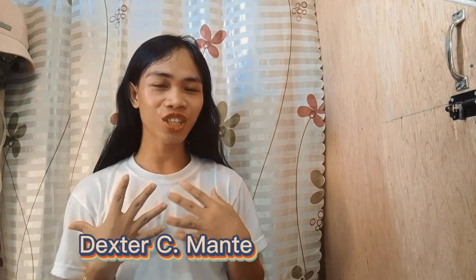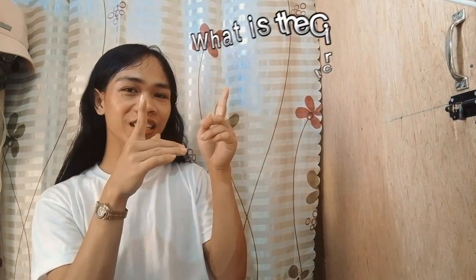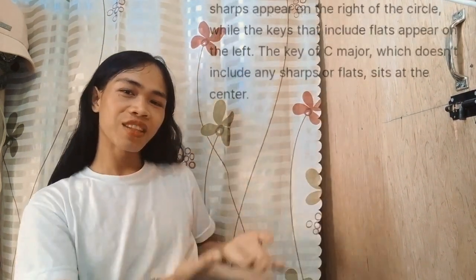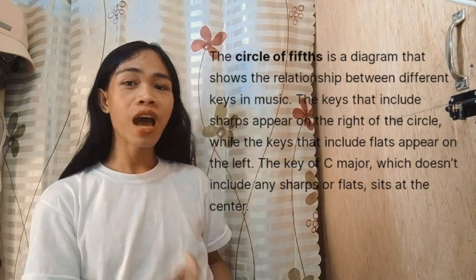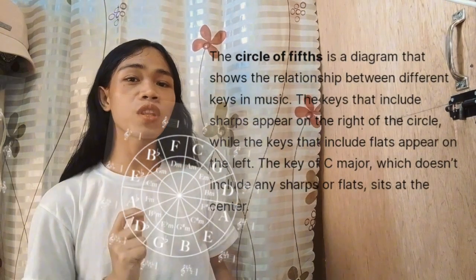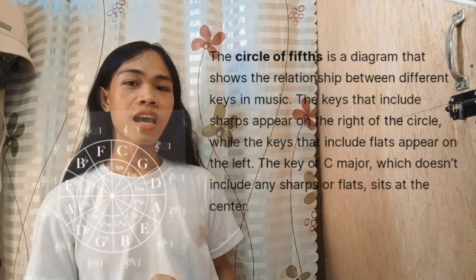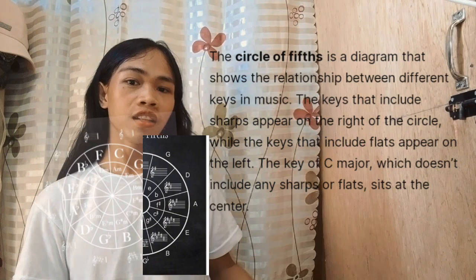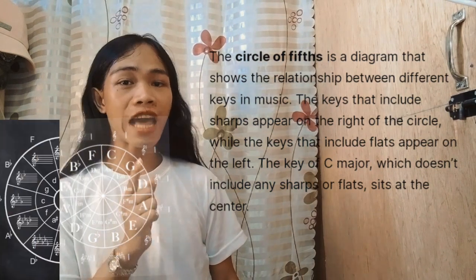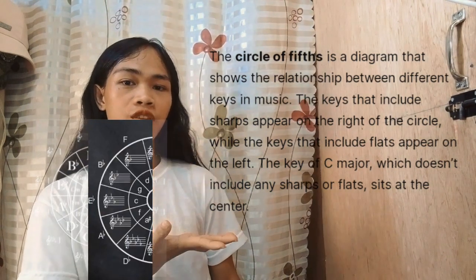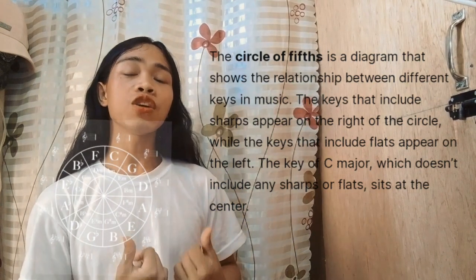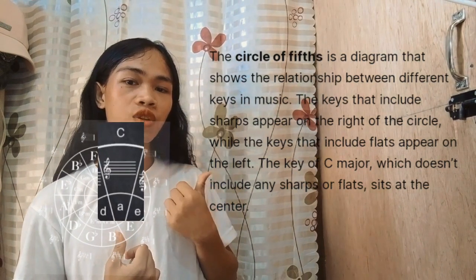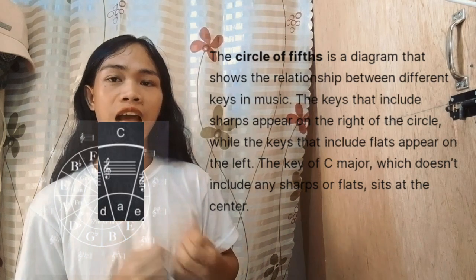I am Dexter Simanti and now I'll be discussing the circle of fifths. So what is the circle of fifths? The circle of fifths is a diagram that shows the relationship between different keys in music. The keys that include sharps appear on the right side of the circle, while the keys that include flats appear on the left side of the circle. The key of C major, which does not include any sharps or flats, sits at the center.